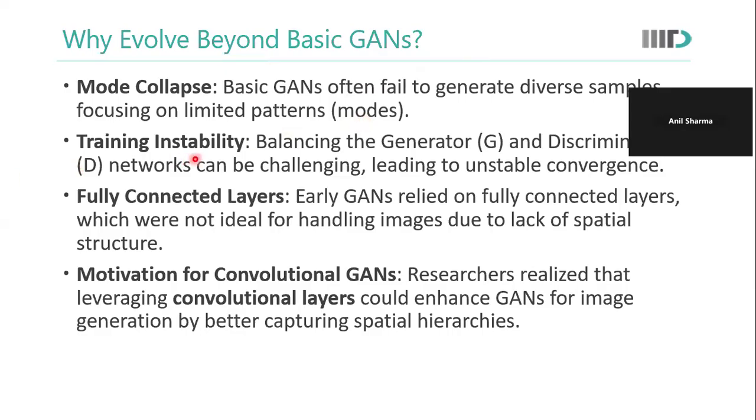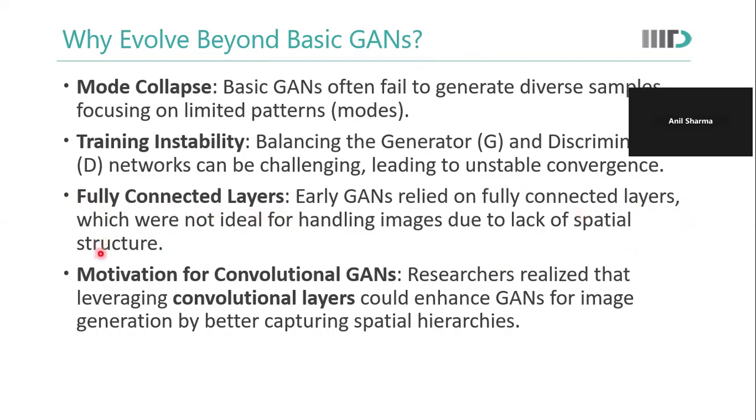The training is also unstable. Balancing the training between the generator and the discriminator is very challenging, which leads to unstable convergence. And these GANs use fully connected layers. All the GAN architectures prior to DCGAN relied on fully connected layers, which were not ideal for handling images due to lack of spatial structure. As you know, we evolved from fully connected layers to convolution layers because of this spatial structure.